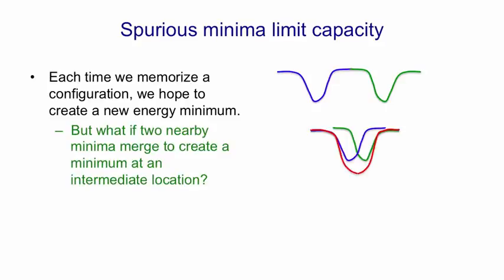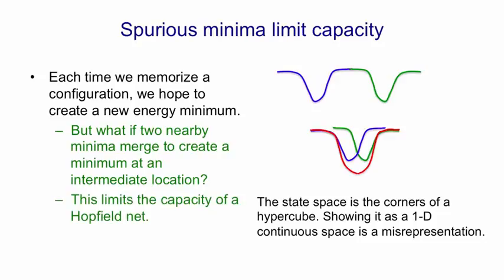But if those two patterns are nearby, what will happen is we won't get two separate minima. They'll merge to create one minimum at an intermediate location, and that means we can't distinguish those two separate memories, and indeed we'll recall something that's a blend of them rather than the individual memories. That's what limits the capacity of a Hopfield net, that kind of merging of nearby minima. One thing I should mention is this picture is a big misrepresentation. The states of a Hopfield net are really the corners of a hypercube, and it's not very good to show the corners of a hypercube as if they were a continuous one-dimensional horizontal space.